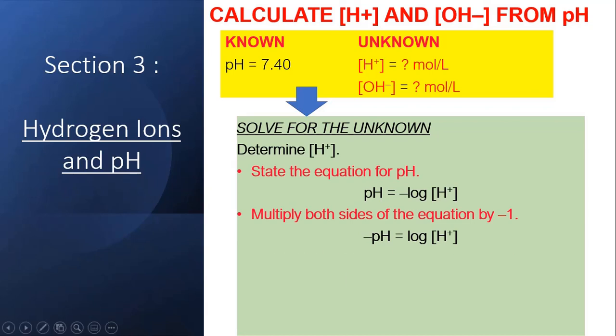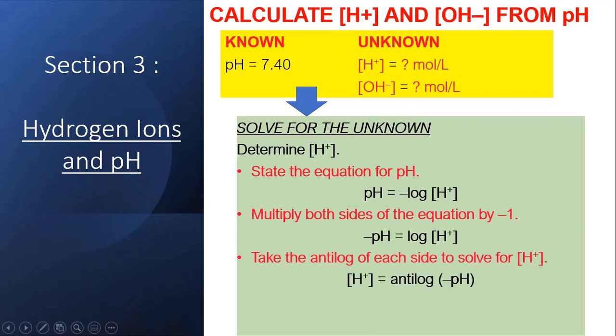Okay, how could you solve this? You're going to use pH equals negative log of H positive, and then we multiply both sides by negative 1 to cancel this negative. We will keep the H positive.